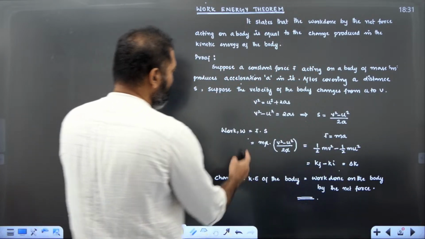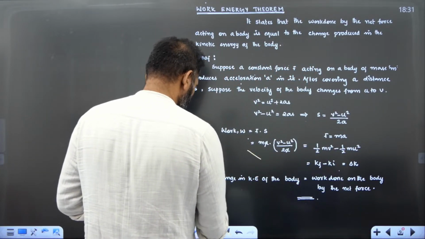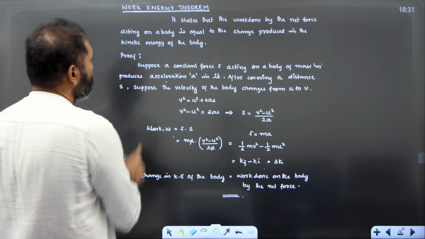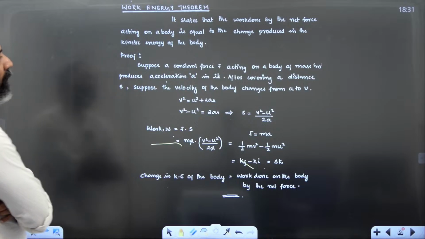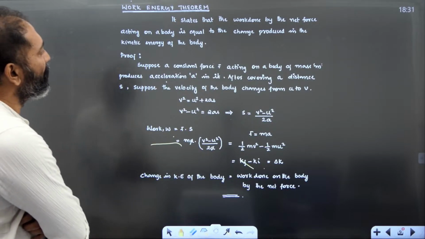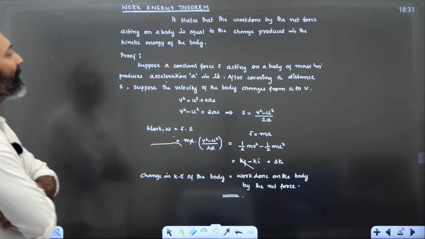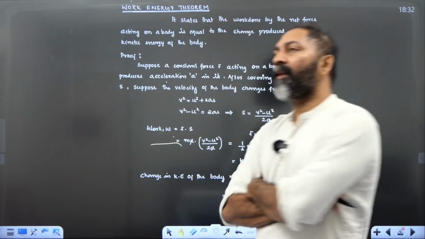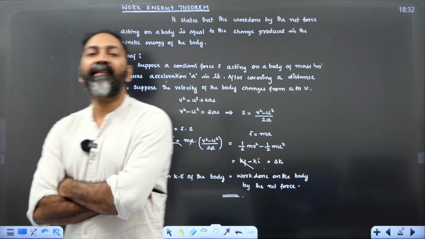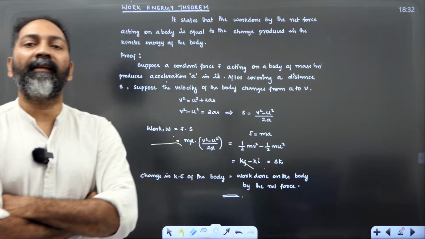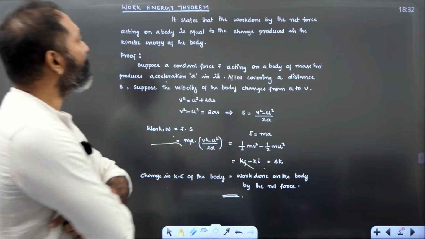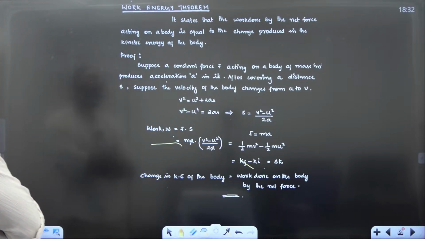Let me tell you, this is very important. Work energy theorem is very important. It says that work done by the net force acting on a body is equal to the change produced in the kinetic energy of the body. Work energy theorem is very simple. What is work energy theorem? Work done is the change in energy. It says that work done by the net force acting on a body is equal to what? Change produced in the kinetic energy of the body.